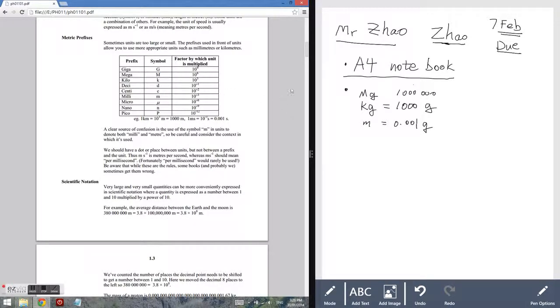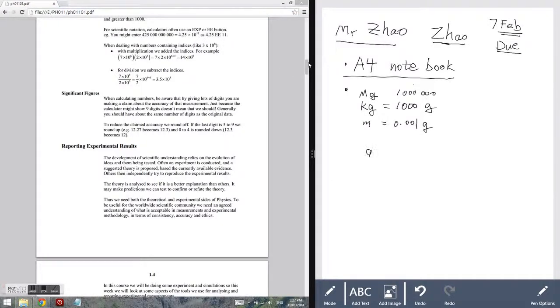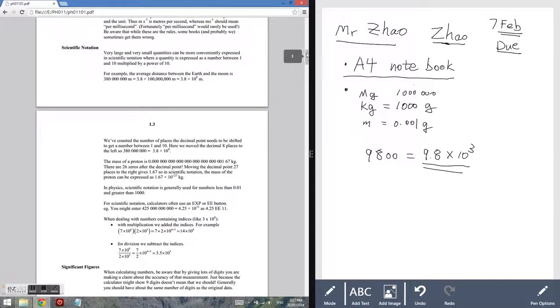Then in week 1 you need to get familiar with scientific notation and significant figures. I'll start with scientific notation and give you an example. If I have, say, 9,800, and I write it in scientific form, it's going to be 9.8 times 10 to the power of 3. This is scientific notation. Just get familiar with using it in physics, because if you're dealing with very large numbers, it's easier to write them this way.